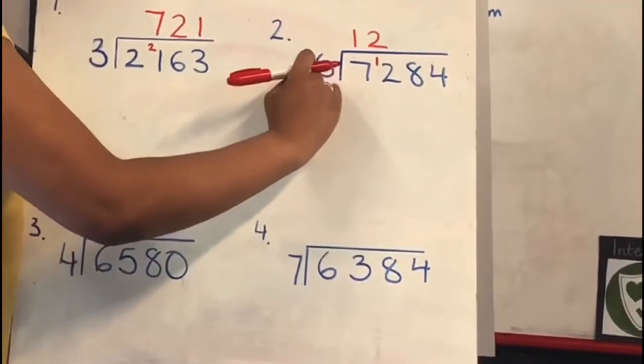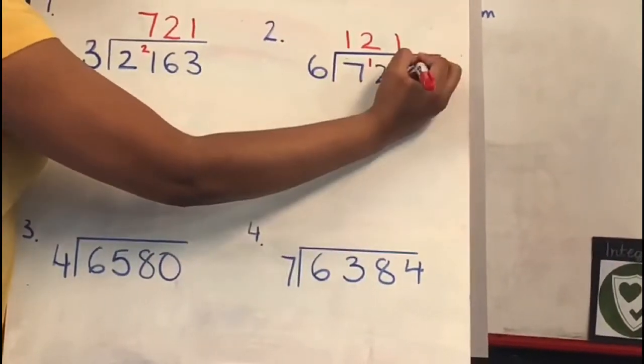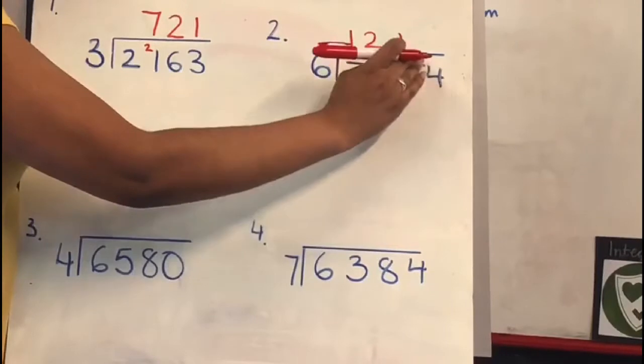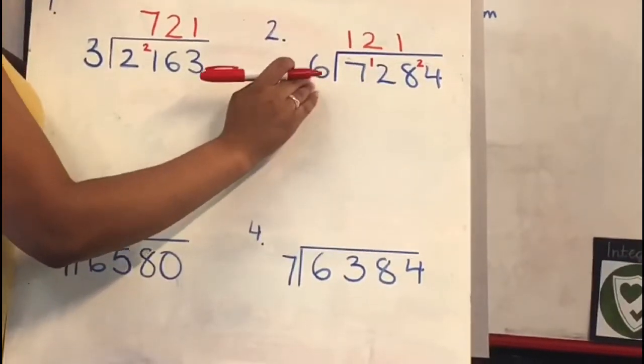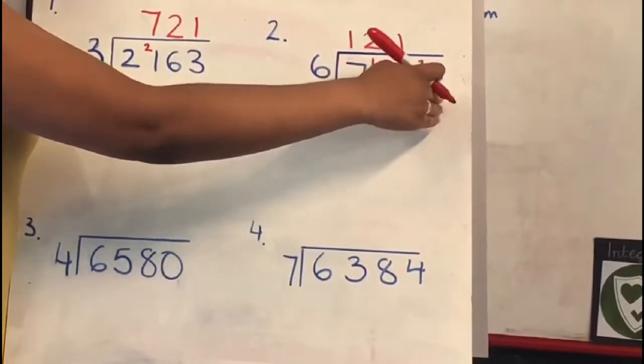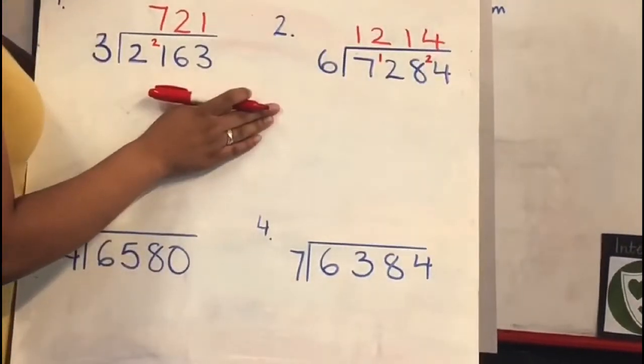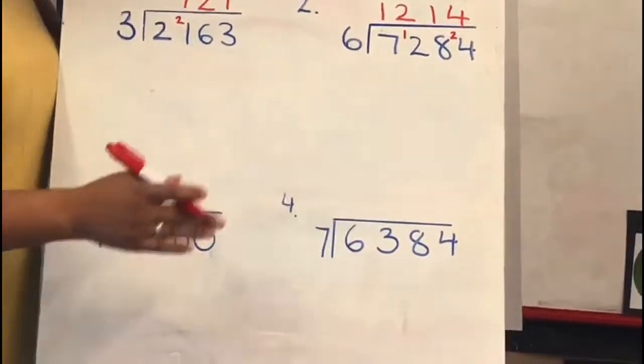Moving on, how many 6's go into 8? I know there's 1 6 in 8 with 2 remainder. So that 4 now becomes 24. And then how many 6's into 24? Using my knowledge of the 6 times table, I know 6 times 4 is 24. So I'll put 4 up here. And the answer is 1,214.